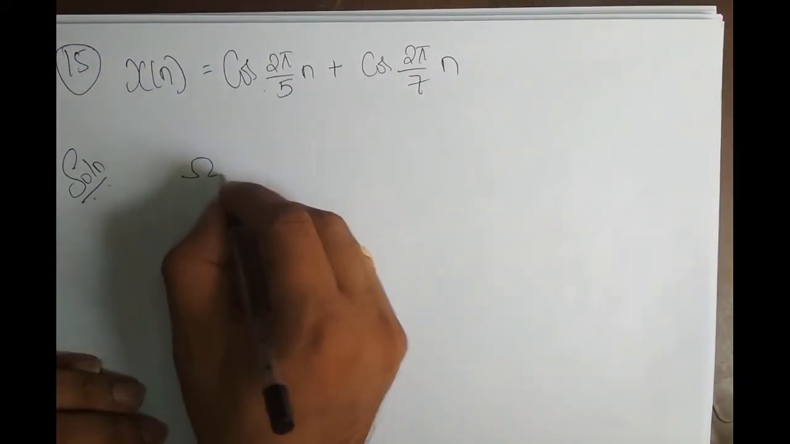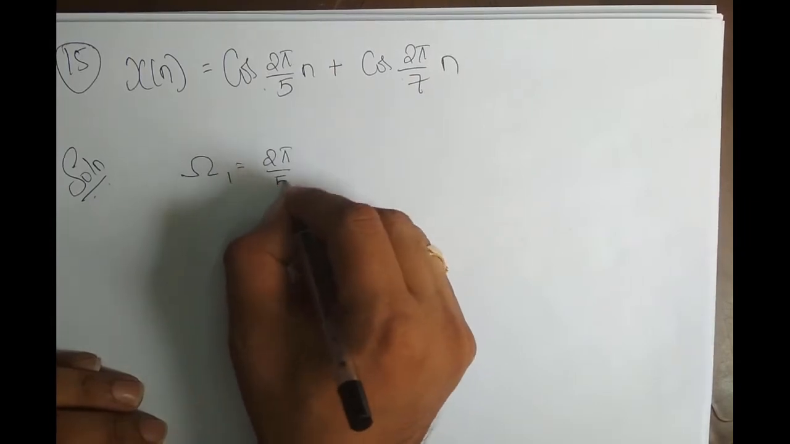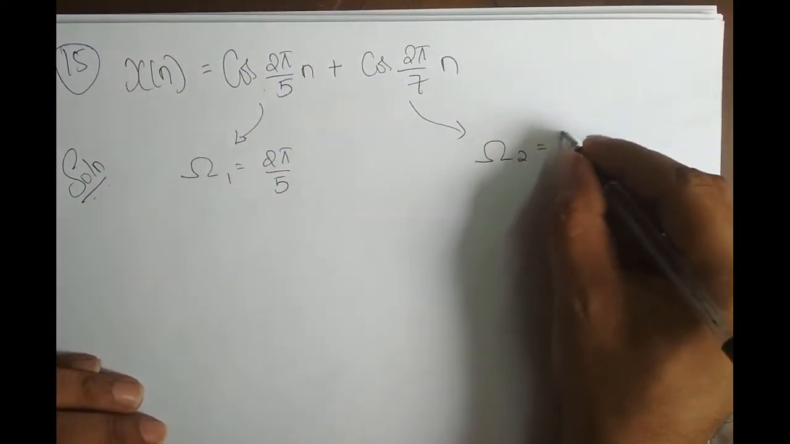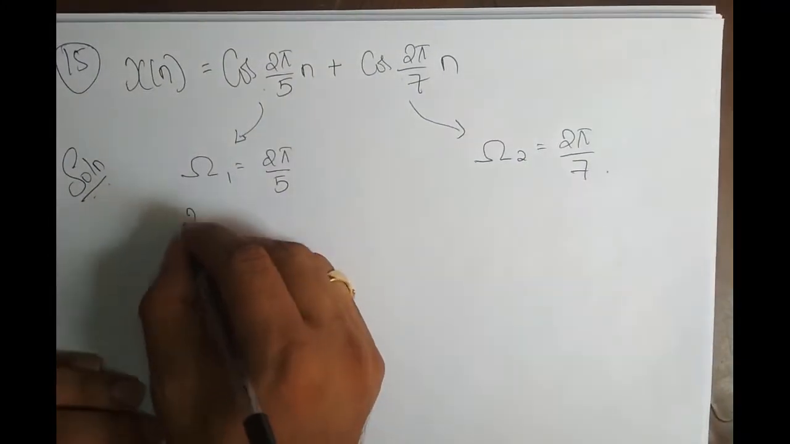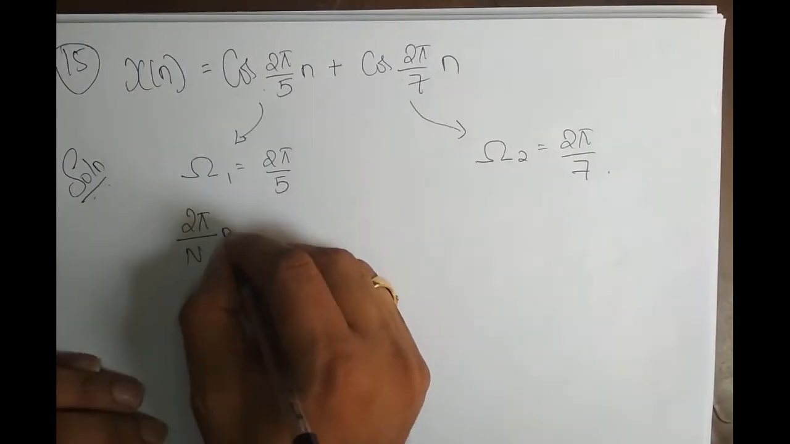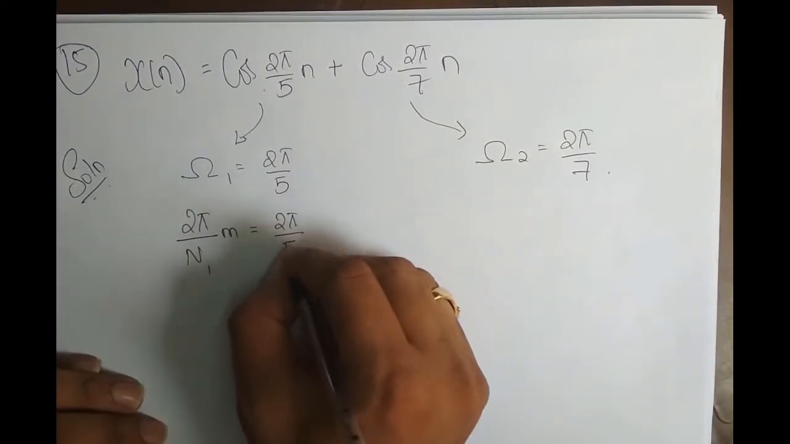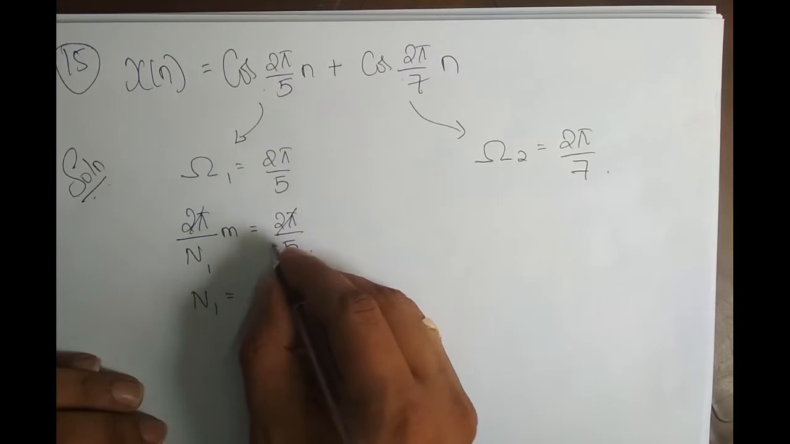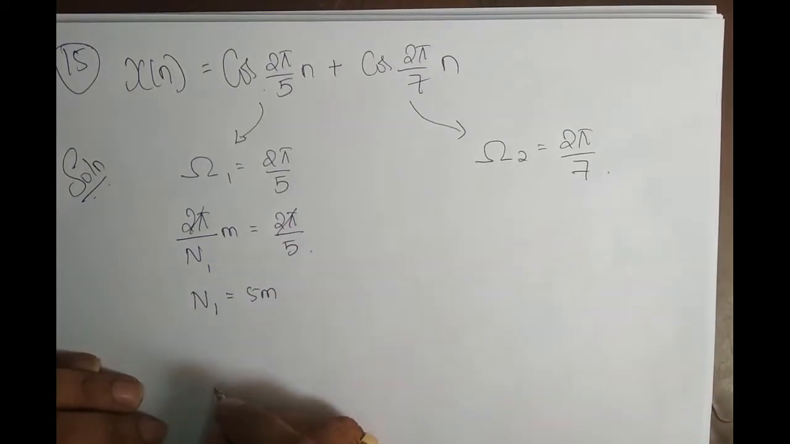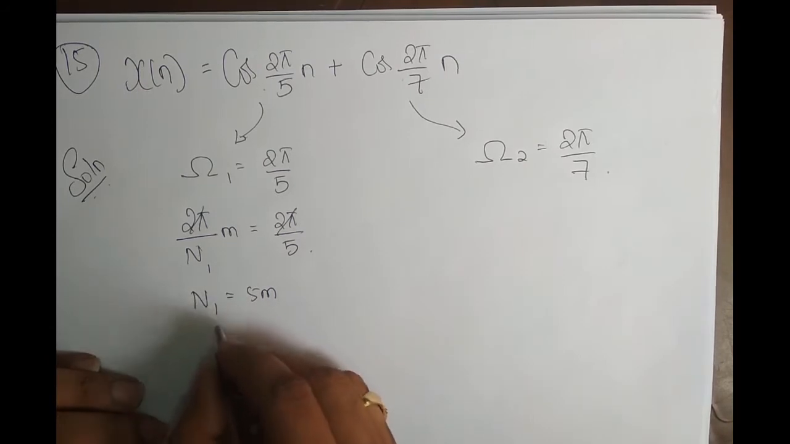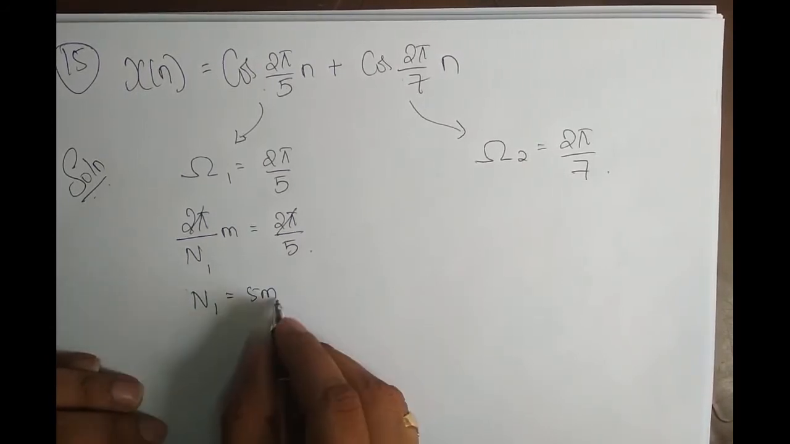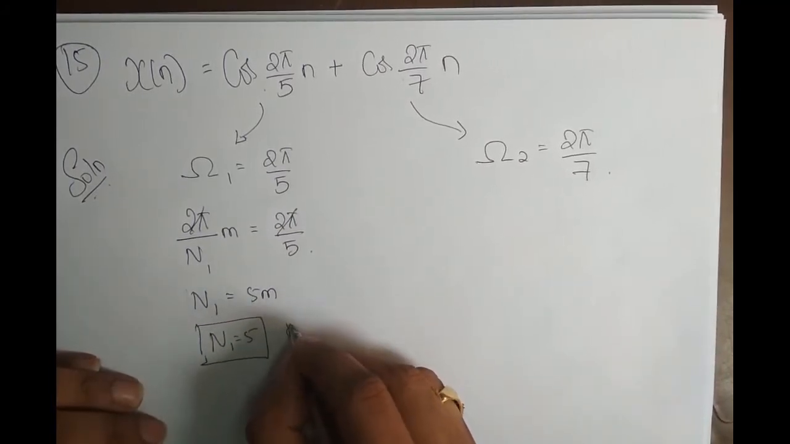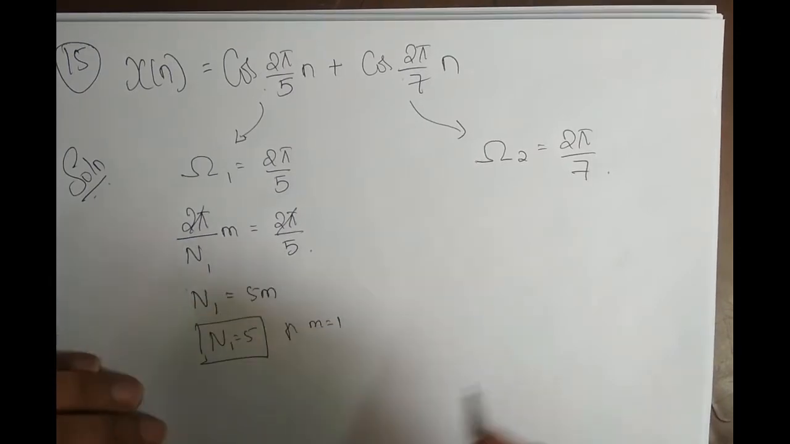What is omega 1? Omega 1 is equal to 2 pi by 5. And for the other signal, omega 2 is equal to 2 pi by 7. Now 2 pi by n1 into m is equal to 2 pi by 5. 2 pi cancels out, and n1 is equal to 5 times m. What is the smallest value of m for which the right hand side of this equation is an integer? For m equal to 1, n1 is 5. I have to search for the smallest value of m.